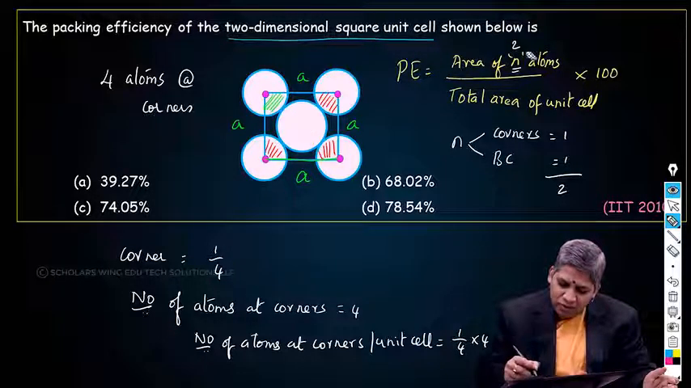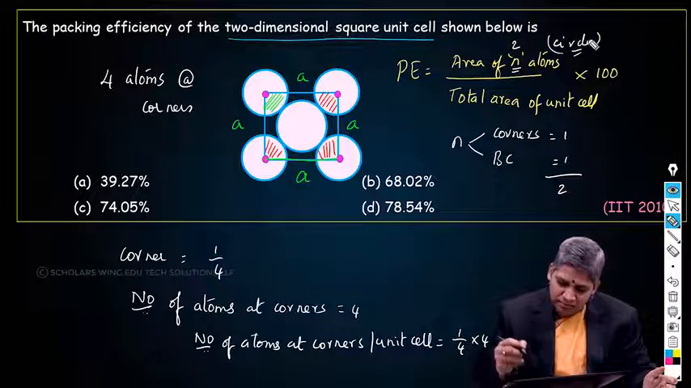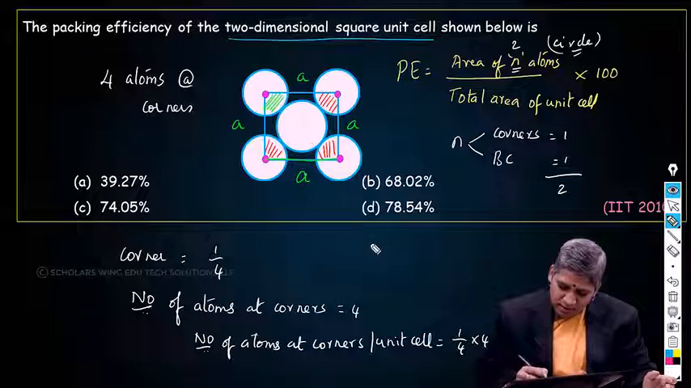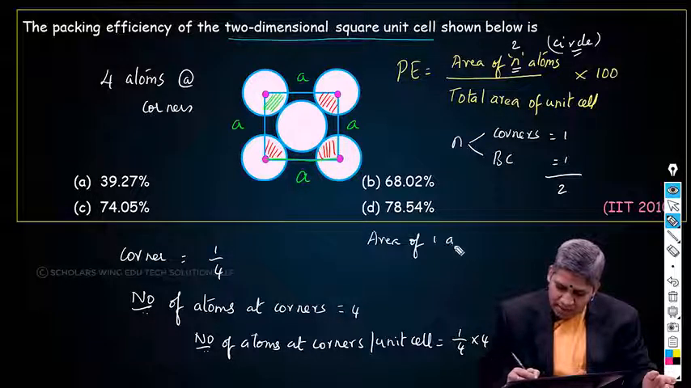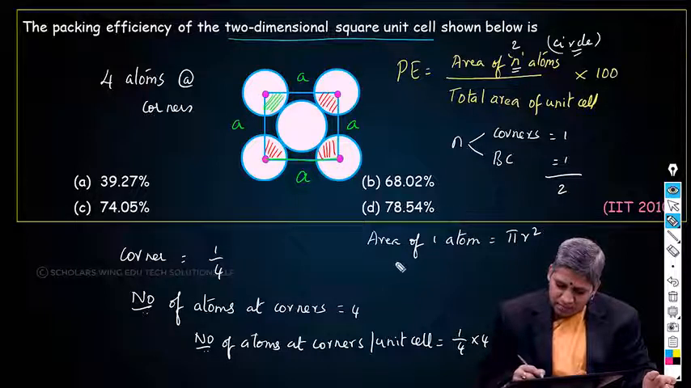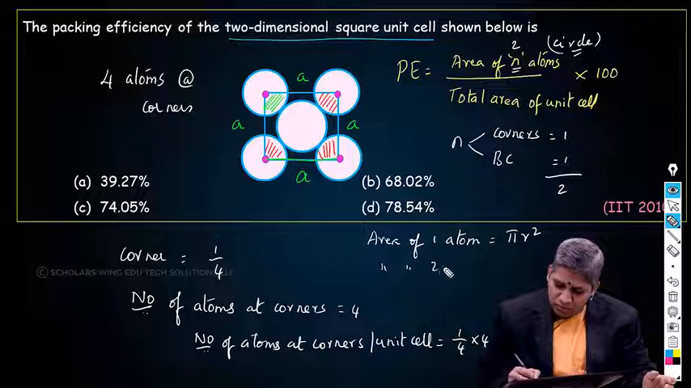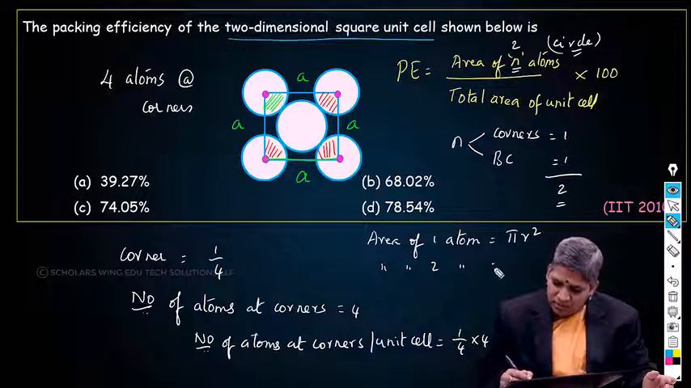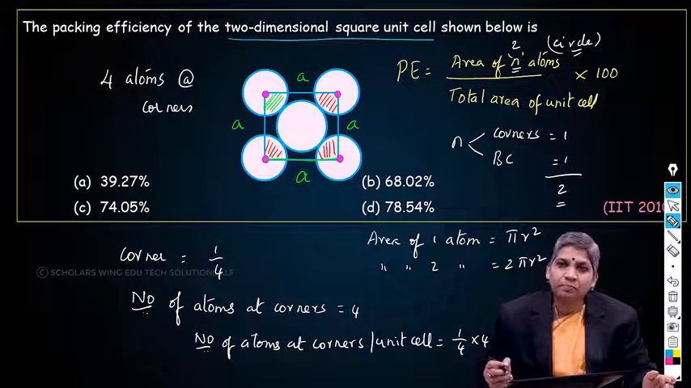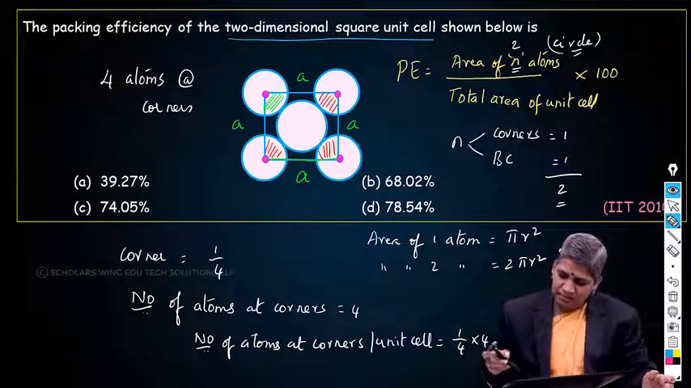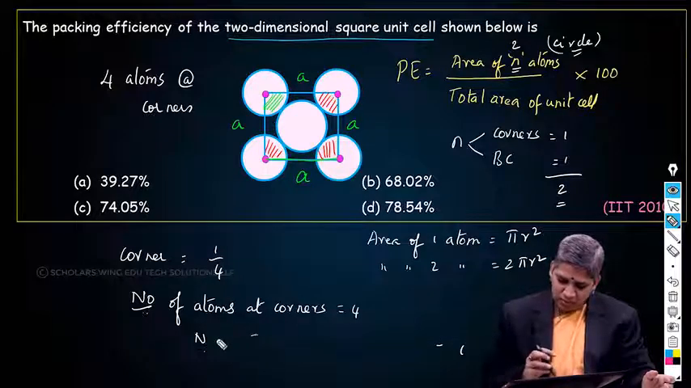Now we need to find the area of 2 atoms. All the atoms are circular in nature, they are circles, right? And what is the area of a circle, please? Pi r square. So area of one atom is pi r square. But here we have the area of 2 atoms, therefore it's 2 pi r square. Clear till now? May I rub this part? Hope you made a note.